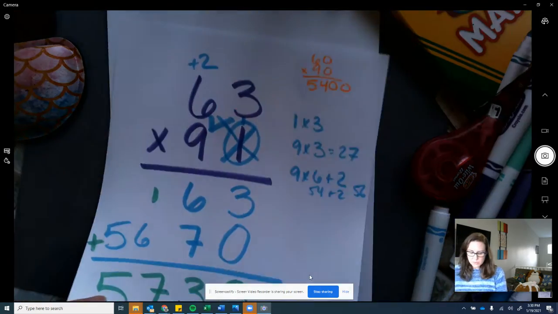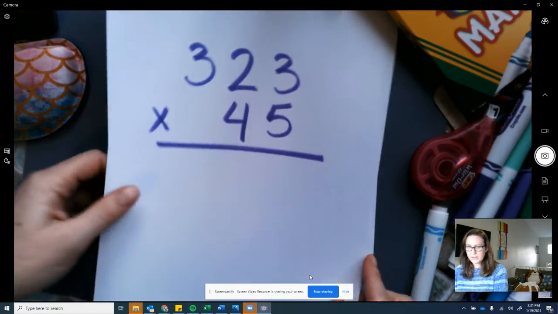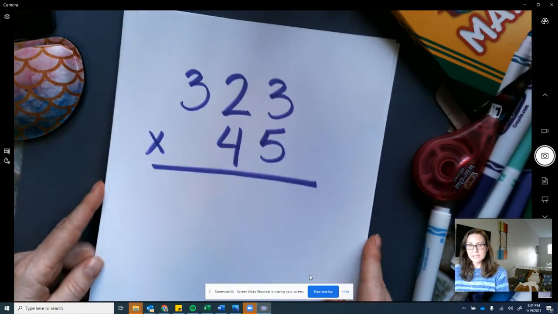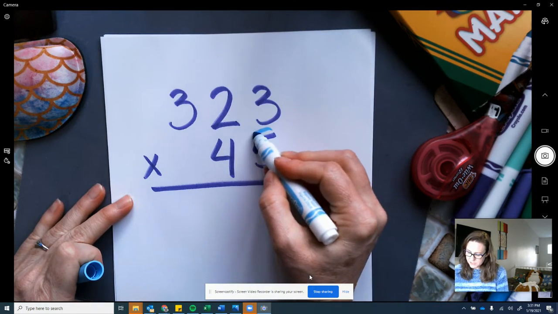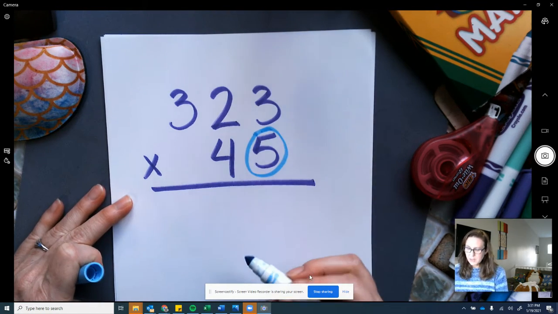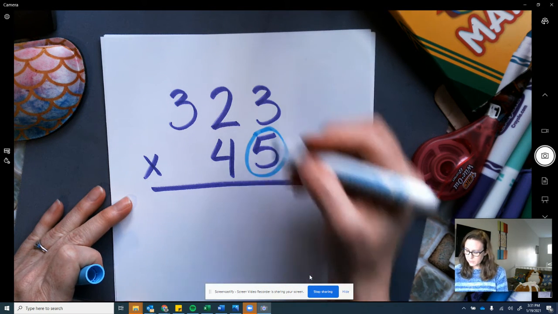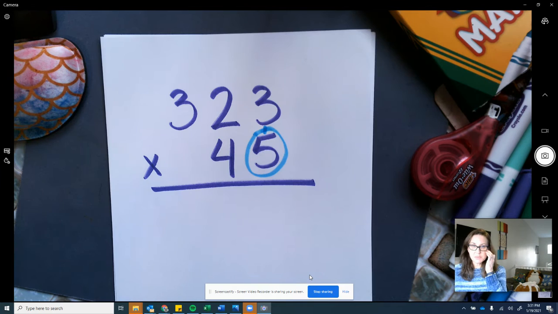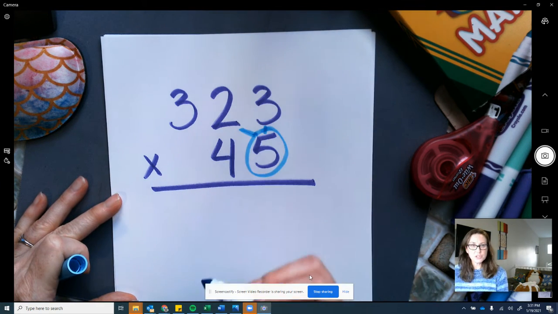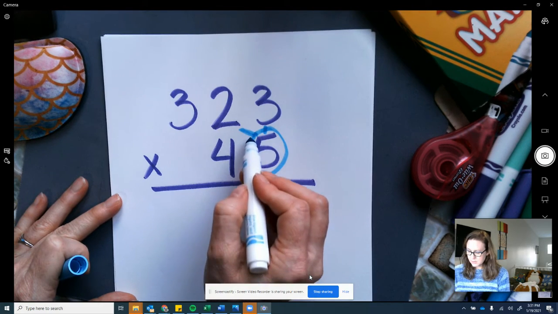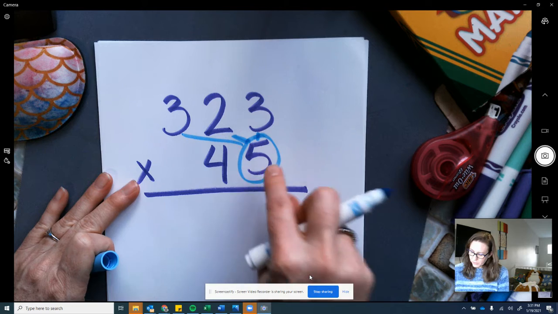All right, this one is a 3-digit by 2-digit. And it's the same process. It's just that now what we have to do is we definitely start with the 5. What's our first step? What do we have to multiply first? Right, we have to do 5 times 3. What do we do next? Yep, we're going to have to do 5 times 2. What do we do next? 5 times 3. You got it. So we're going to go ahead and do that.